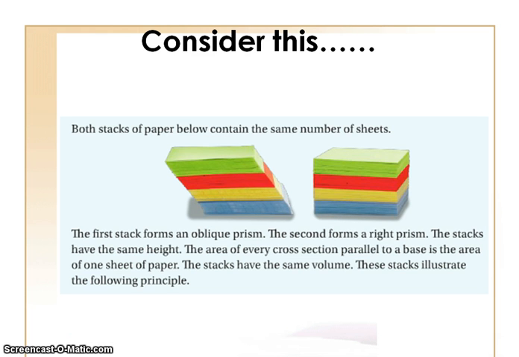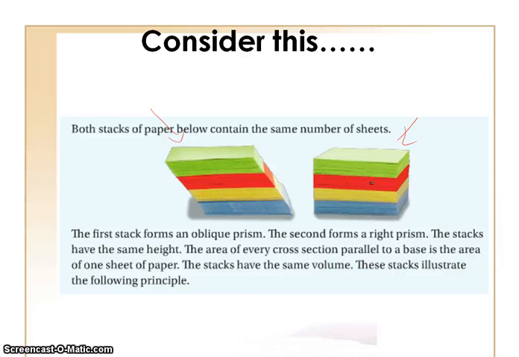So I also want you to consider this. Let's say I had 2 stacks of paper like this. They both have the exact same number of pieces of paper. The papers are exactly the same size. And let's just say I was a little bit neater with this one. With this one, it kind of got shifted a little bit to the left. This one's an oblique prism, and this one's a right prism. But they have the exact same height, and every cross section parallel to a base is the area of 1 sheet of paper. So these stacks have the exact same volume, and that makes sense to you, doesn't it? It's the same number of pieces of paper. This one just got shifted a little bit. These two have the exact same volume.